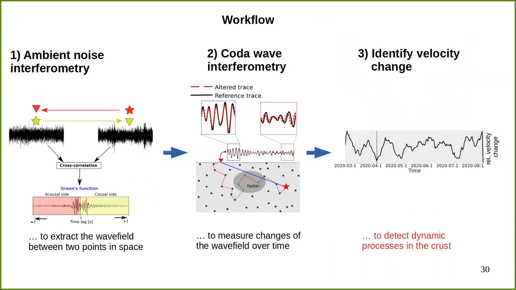So the main workflow towards measuring velocity changes is as follows. At first, we apply ambient noise interferometry in order to extract the wave field between two points in space. Then we apply coda wave interferometry in order to measure changes of the wave field over time. Lastly, we can identify the velocity change in order to detect dynamic processes in the crust.